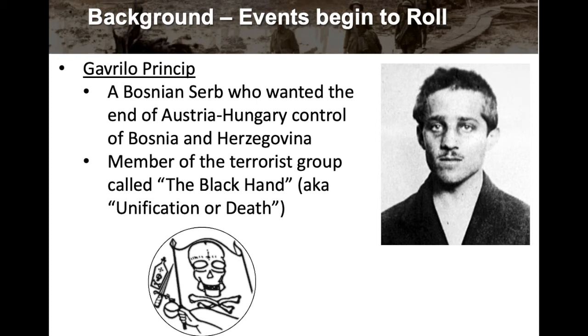Okay, so you start seeing these different ethnicities coming together. He was Bosnian, but he was Serbian. He was born in Bosnia, the country of Bosnia, but he was Serbian by ethnicity. And he wanted to end the control of Austria-Hungary over Bosnia Herzegovina. So remember that map, Austria had taken Bosnia Herzegovina. And he wanted to end Austria-Hungarian control over Bosnia and Herzegovina.